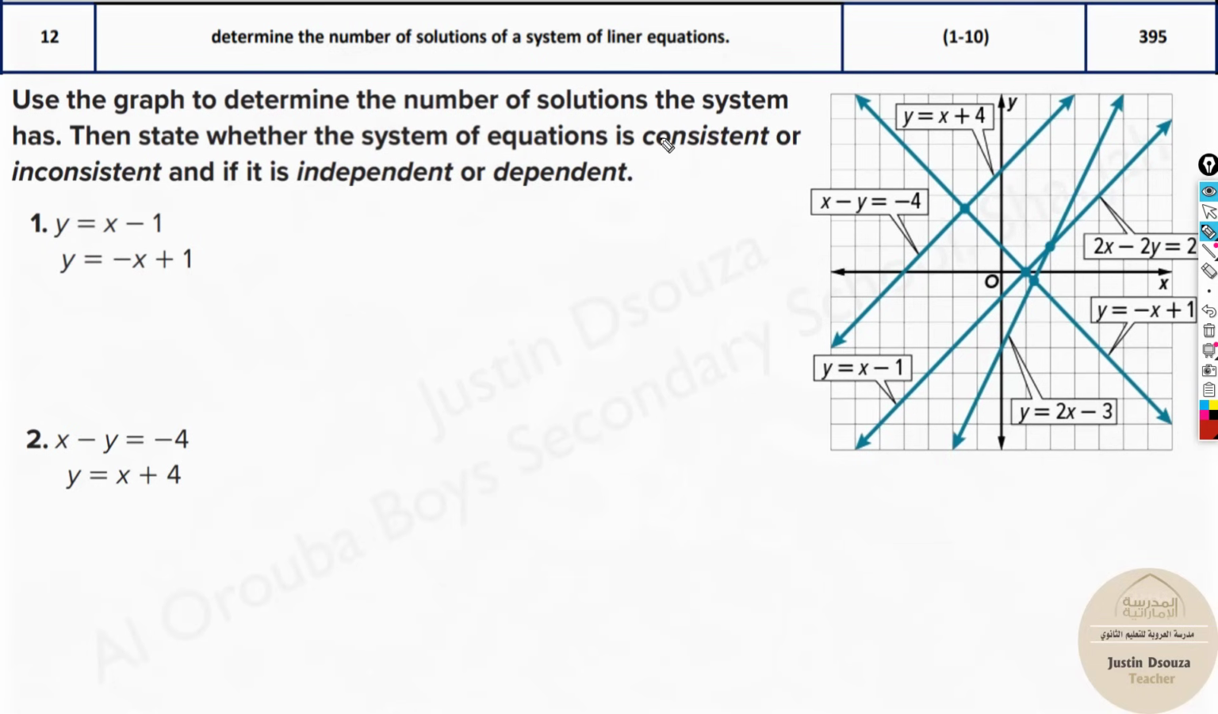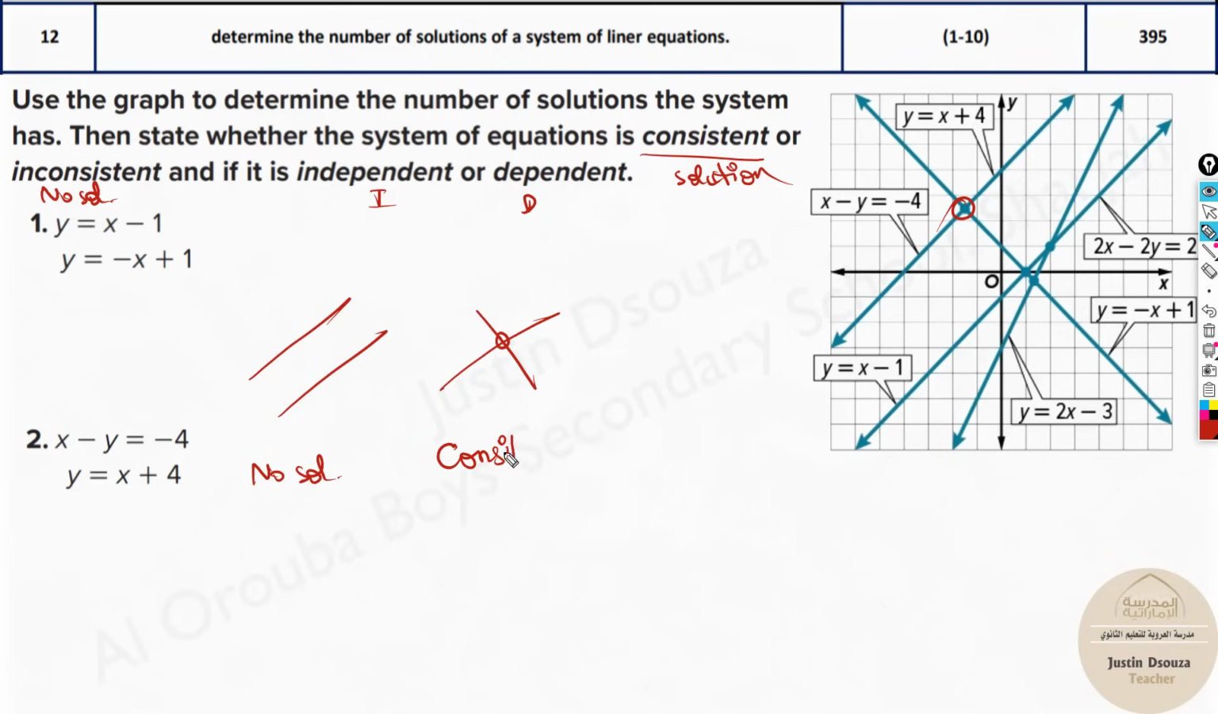First, you need to understand consistent means having solutions. Solutions are there. No solution means inconsistent, not consistent. Now, if it is consistent, if you see a solution in a graph like this, then it will either be independent or dependent. How do we know which is which? It is very simple. I will draw some figures. If you have two parallel lines, they are separate, they'll never touch each other. That means there are no solutions. Now, you have two lines which intersect at a point. Then this is consistent because it has a solution, and this is independent.